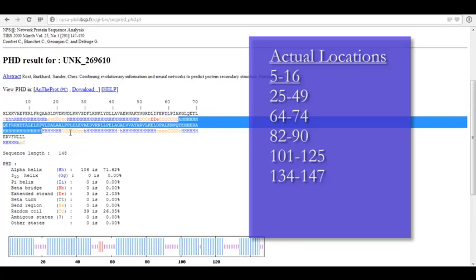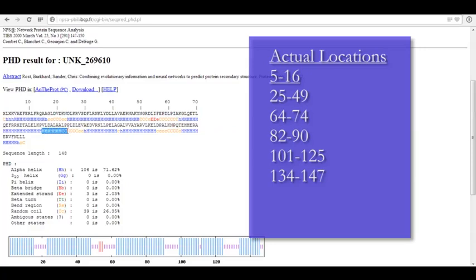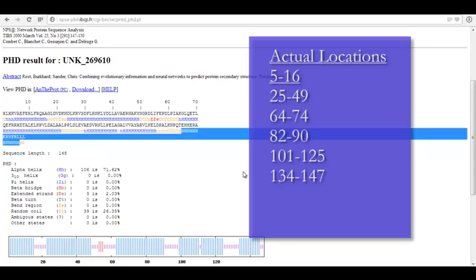Then 82 to 90, well, that's about here. So really there should be 2 helices here, but it predicted one long one. And then 101 to 125. 101 is where the 30 is, so 70 plus 30. So really that's one long helix in actuality instead of 2 shorter ones. Finally, 134 to 147 did pretty well there.